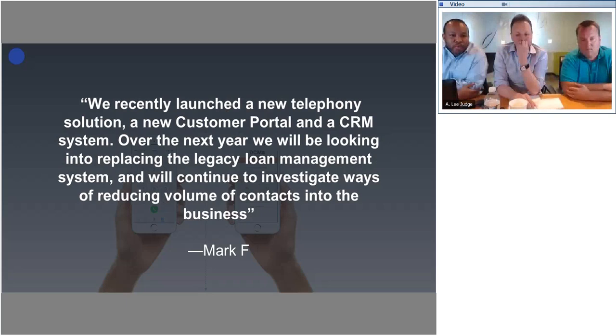and will continue to investigate ways of reducing volume of contacts into the business.